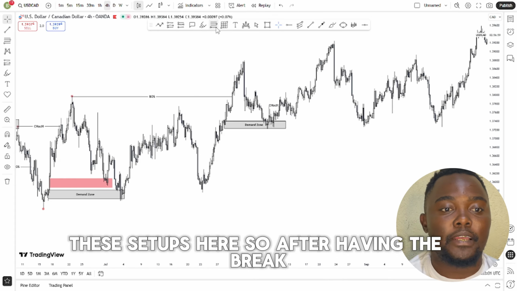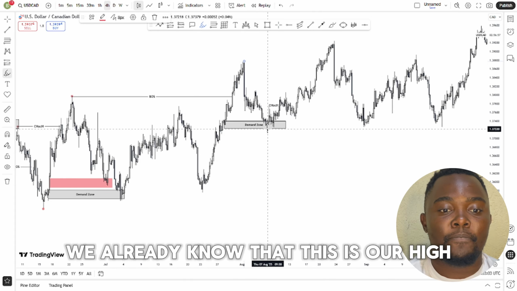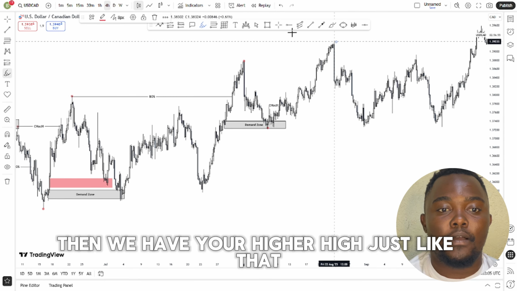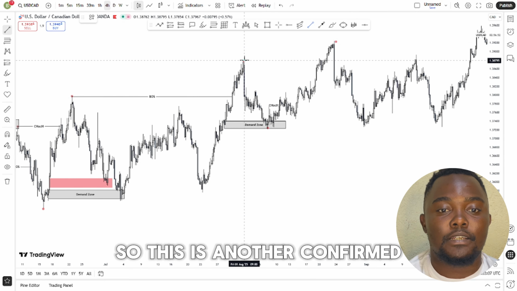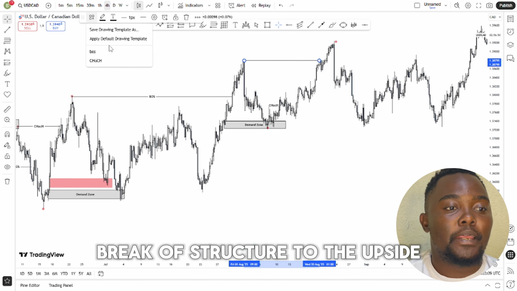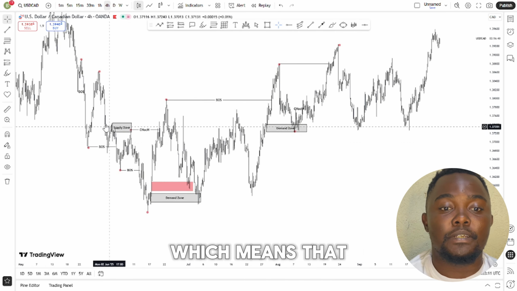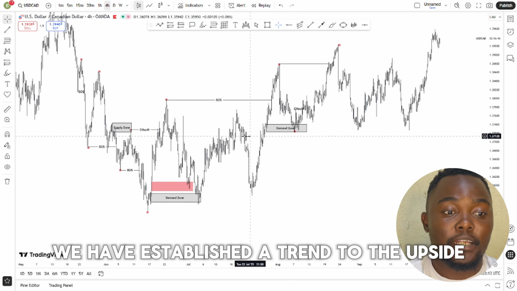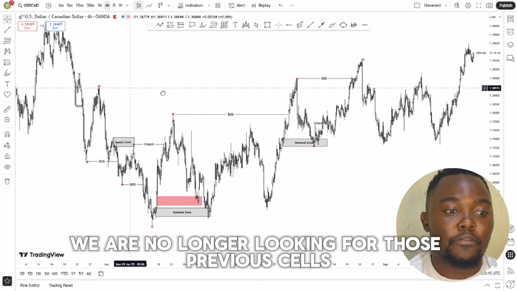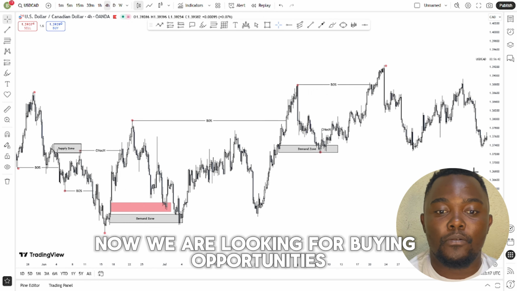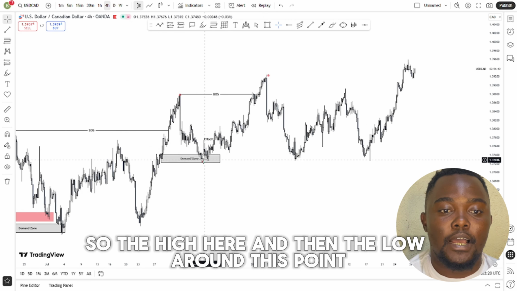So after the break, we already know that this is our higher low, then we have your higher high, just like that. This is another confirmed break of structure to the upside, which means that we have established a trend to the upside. We are no longer looking for those previous sells. Now we are looking for buying opportunities. So the high here and then the low around this point.